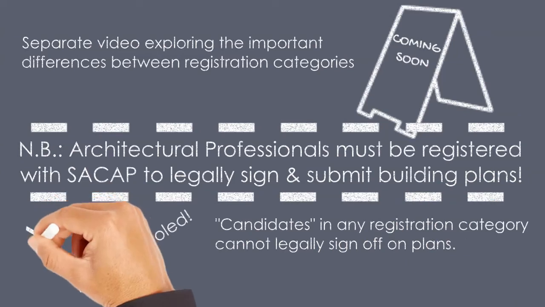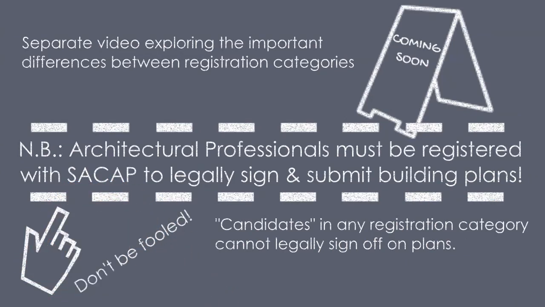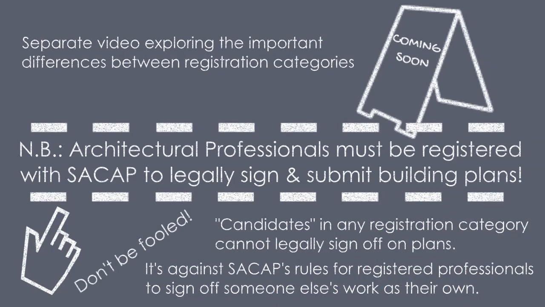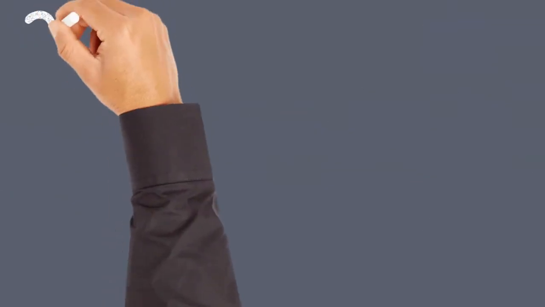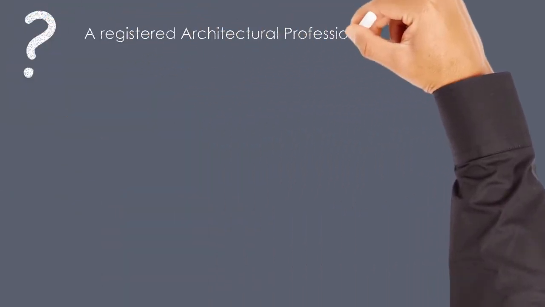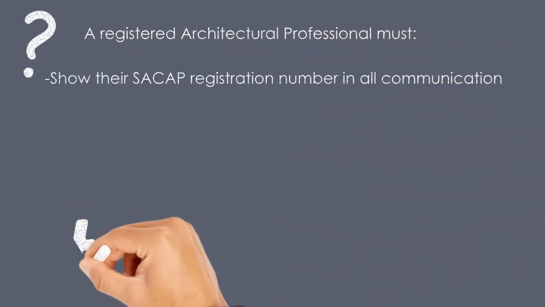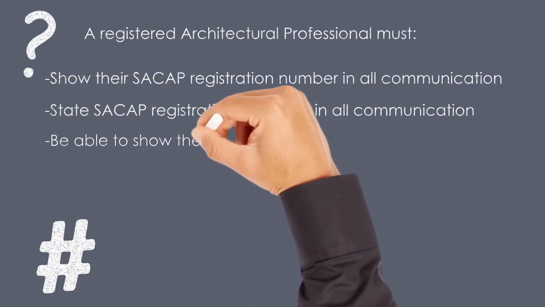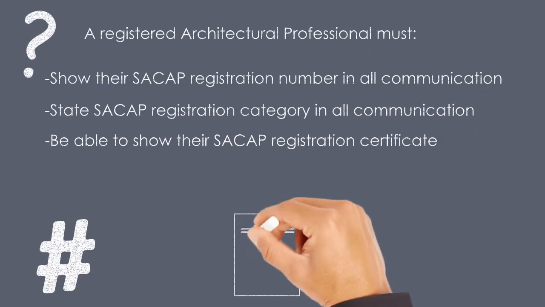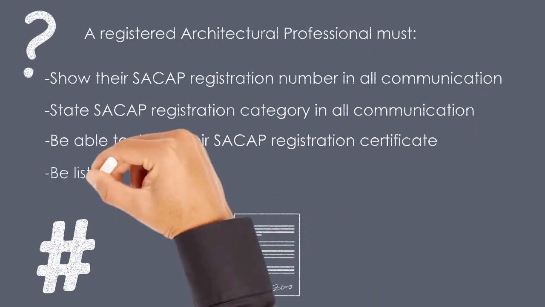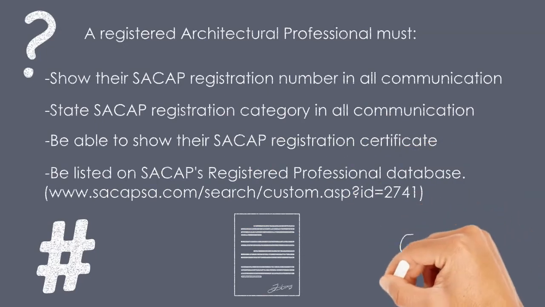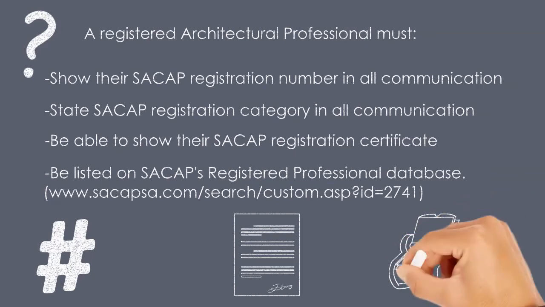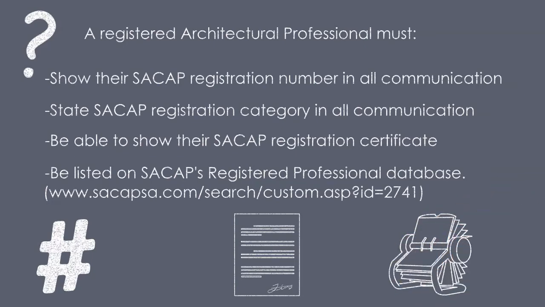But don't be fooled. Candidates in any registration category cannot legally sign off on plans, and it is against SACAP's rules for registered professionals to sign off on someone else's work. So what must clients be on the lookout for? Well, a registered architectural professional must show their SACAP number in all their communications. They must also state their registration category in all their dealings and be able to show their SACAP registration certificate upon request. Lastly, they must be listed in SACAP's registered professional database, which can be accessed online via www.sacapsa.com. You can also just enter the link below.